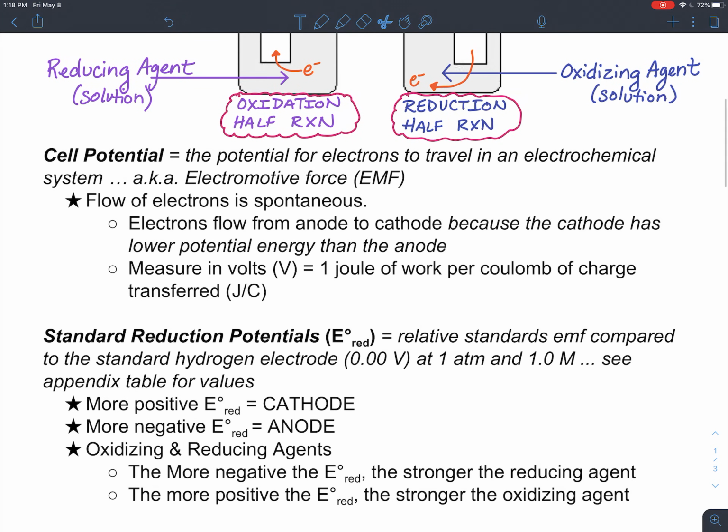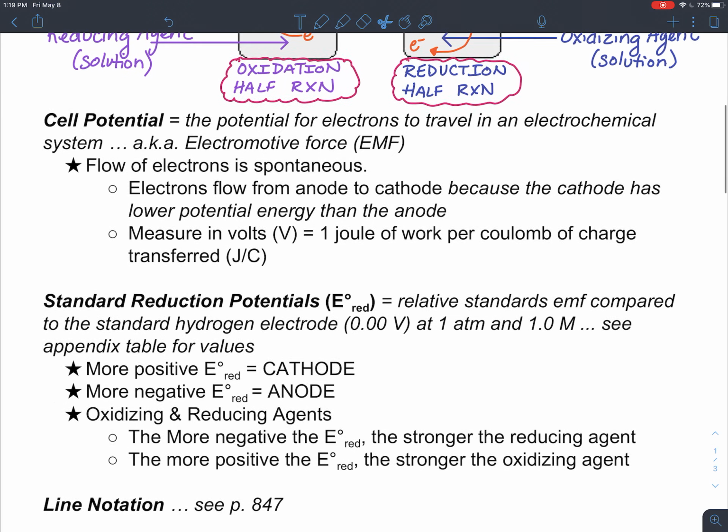So cell potential is the potential for electrons to travel in an electrochemical system. Electromotive force is another way that you'll see this sometimes. But the flow of electrons is spontaneous in a galvanic cell. And so they're going to flow from the anode to the cathode because the cathode has lower potential energy than the anode. And so we're going to be traveling towards the lowest potential energy of the system. We measure this in volts, capital V, and 1 volt is 1 joule of work per coulomb of charge. So we get a joule per coulomb. They're equivalent to one another.